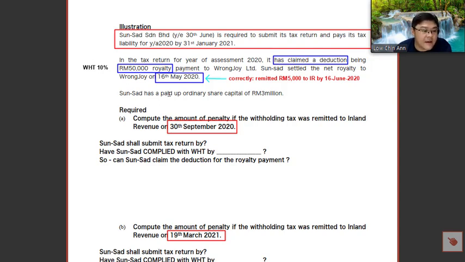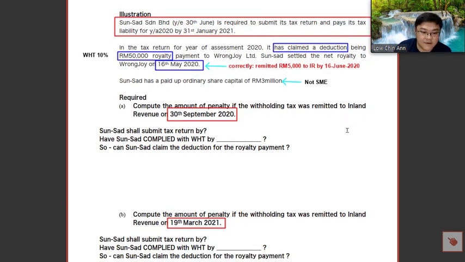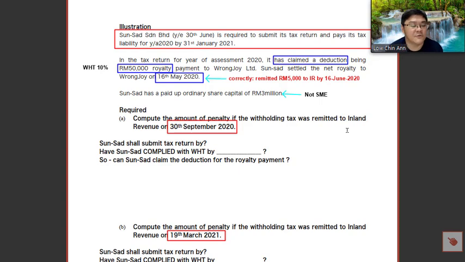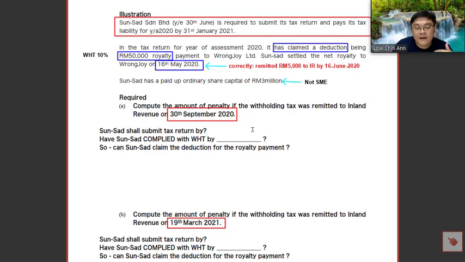Now, the company has a paid up ordinary share capital of 3 million. This is very important because it tells you that this is not an SME. So at least you know that their tax rate is 24%. Okay, so the first situation that we're having is this: how much penalty are you supposed to pay for the withholding tax, assuming that the company is settling everything on 30th of September 2020? Now, how do you apply the steps to work out the answer?